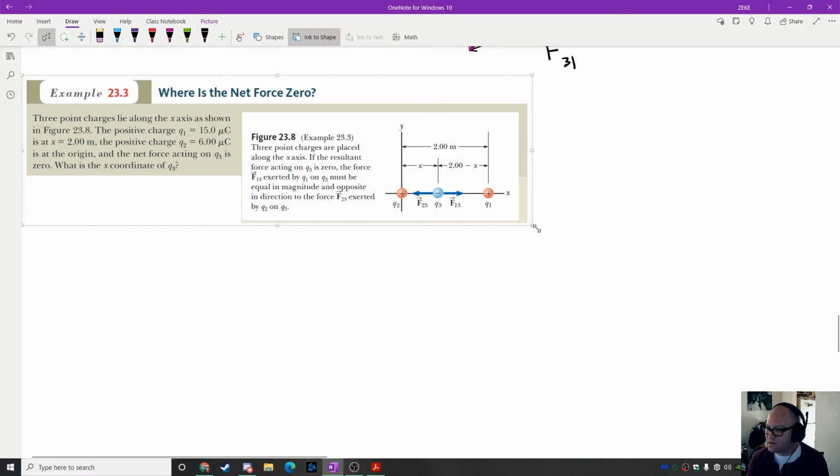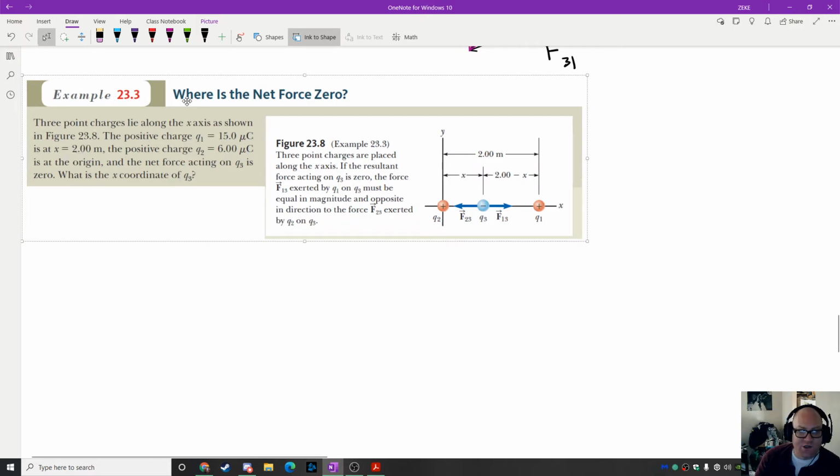Okay, so this is the scenario. Let's read it. The question is, where is the net force 0?